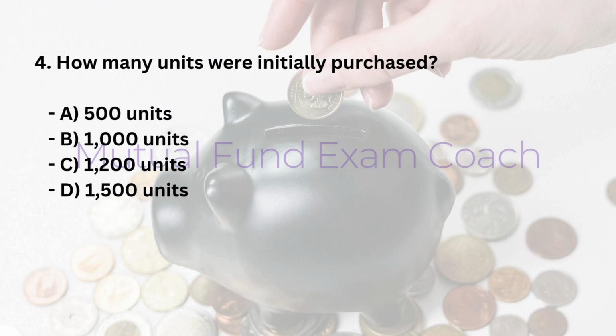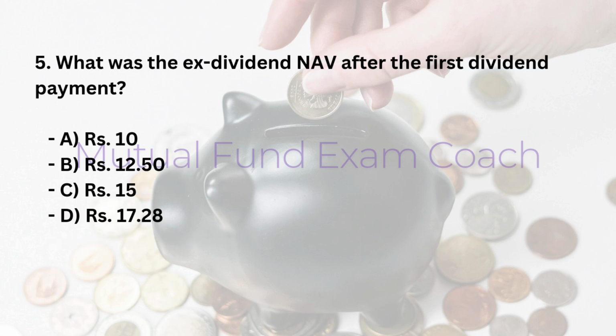4. How many units were initially purchased? A. 500 units. B. 1,000 units. C. 1,200 units. D. 1,500 units. Answer: B. 1,000 units. 5. What was the ex-dividend NAV after the first dividend payment? A. 10 rupees. B. 12.50 rupees. C. 15 rupees. D. 17.28 rupees. Answer: B. 12.50 rupees.